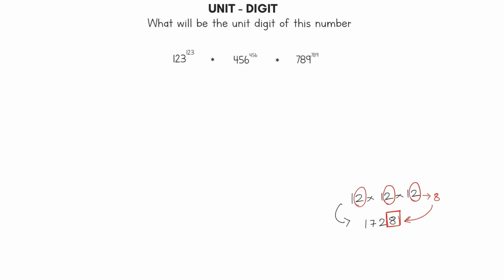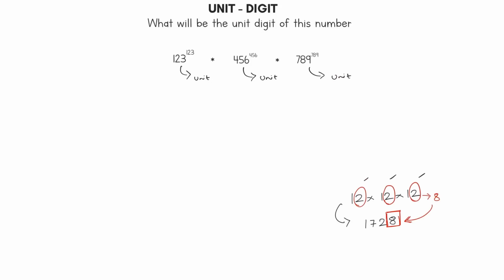So in short, no matter how big the number is, if I ask you the unit digit of that number, you need to just take what? The unit digit of the first. So you will tell me what is the unit digit of this number. You will tell me what is the unit digit of this number. And you will tell me what is the unit digit of this number. Then you multiply the 3 unit digits to get to your final answer. That's what you did here. 2 into 2 into 2.